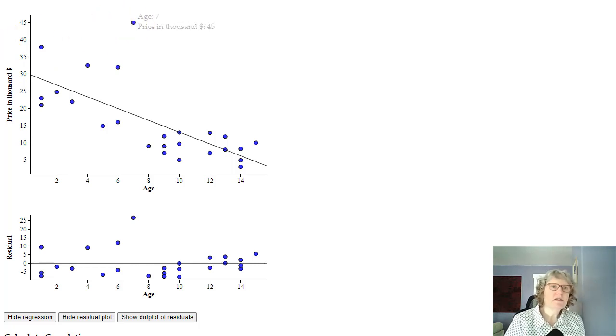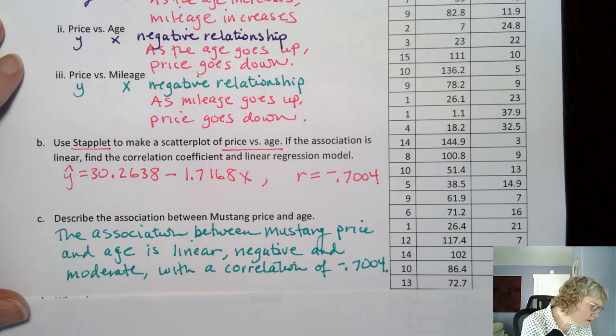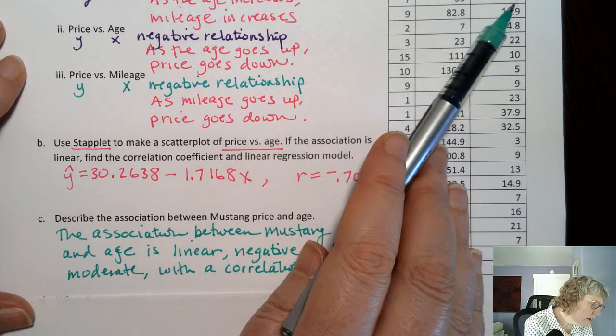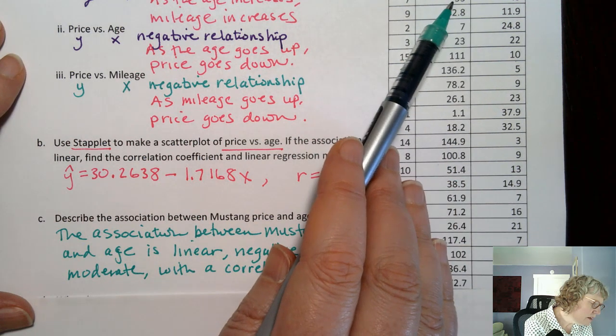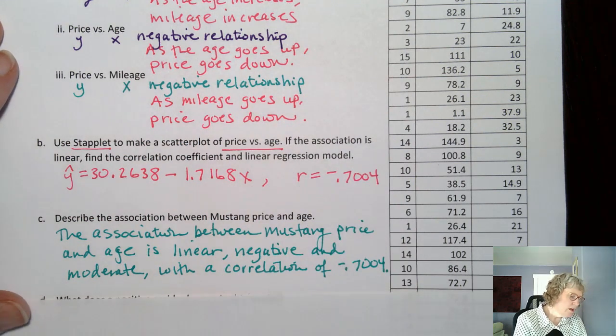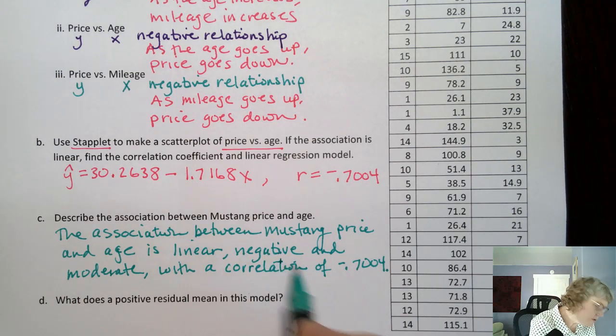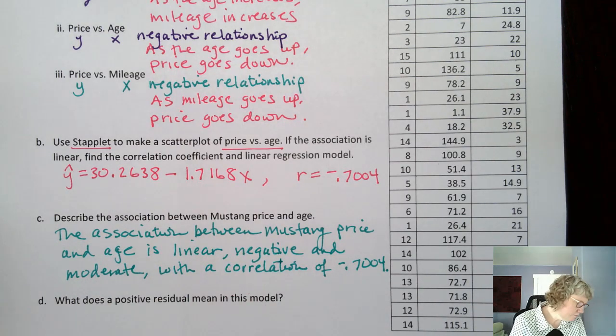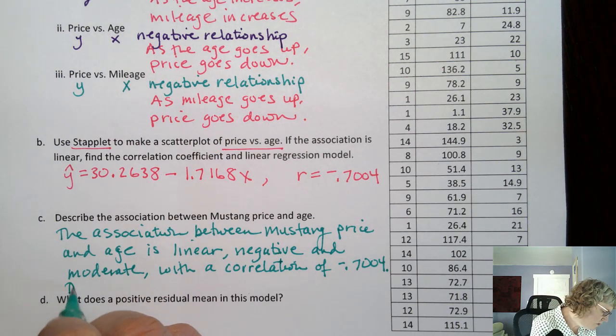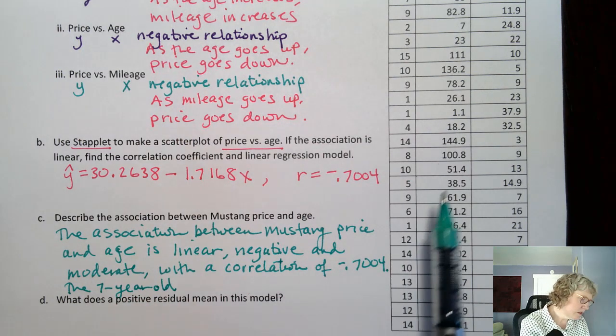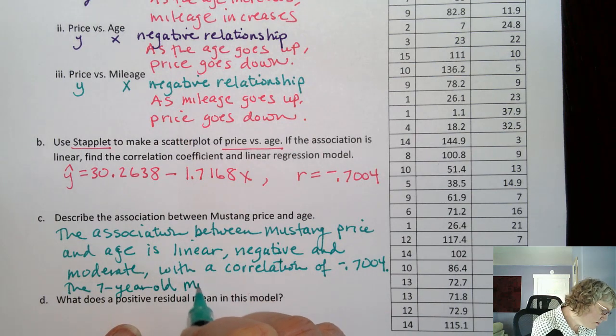Is there another 7-year-old? Let me go back to the notes. Here's a 7-year-old at 45,000. And it does have a lot of miles on it. It's got 33,000 miles. So I don't know. Maybe that one had some special features, like leather seats or some fancy upgrades or something like that. There's still always going to be individual to individual variation, right? Okay, so I'm going to say the 7-year-old. We don't really have any other identifier, so luckily there is only one. The 7-year-old Mustang may be an outlier.